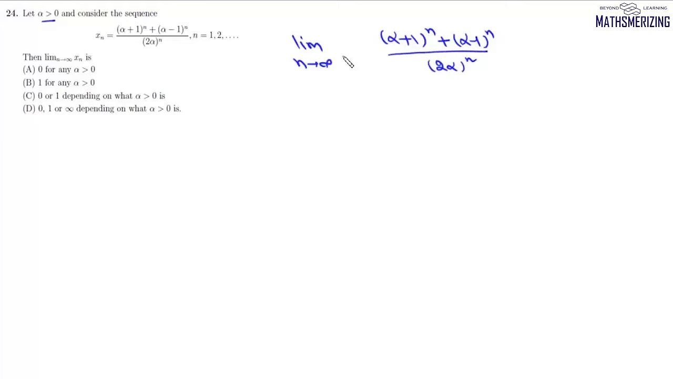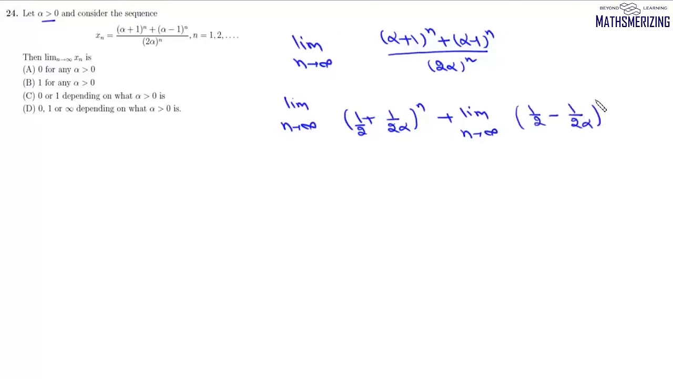Now what we'll do is, we'll consider this limit in two parts. We'll write limit, and if we take this first part, it will be 1 by 2 plus 1 by 2 alpha to the power n, plus limit n tends to infinite 1 by 2 minus 1 by 2 alpha to the power n. Now we consider this first limit, which is limit n tends to infinite 1 by 2 plus 1 by 2 alpha to the power n.